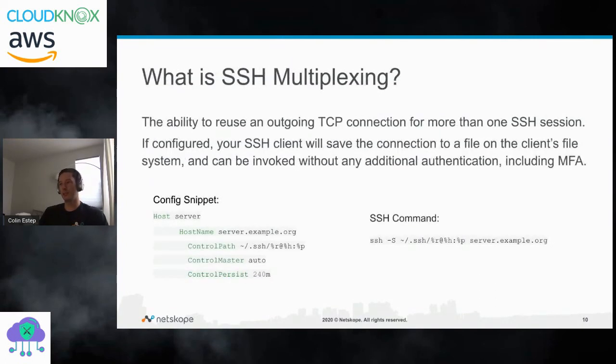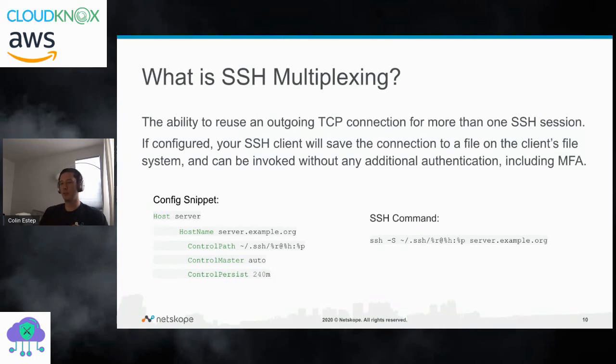So before I talk about attacks, let's just talk about SSH multiplexing itself and what this actually is. It's really a feature of OpenSSH that allows you to reuse a TCP connection for more than one SSH session. If it's configured in your SSH client, that will essentially save a file to your file system, and you can just invoke the SSH session again by calling up that file.